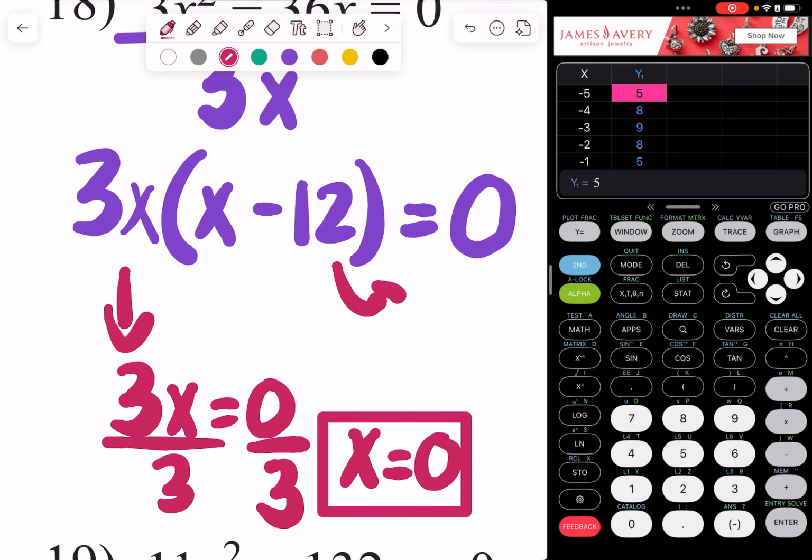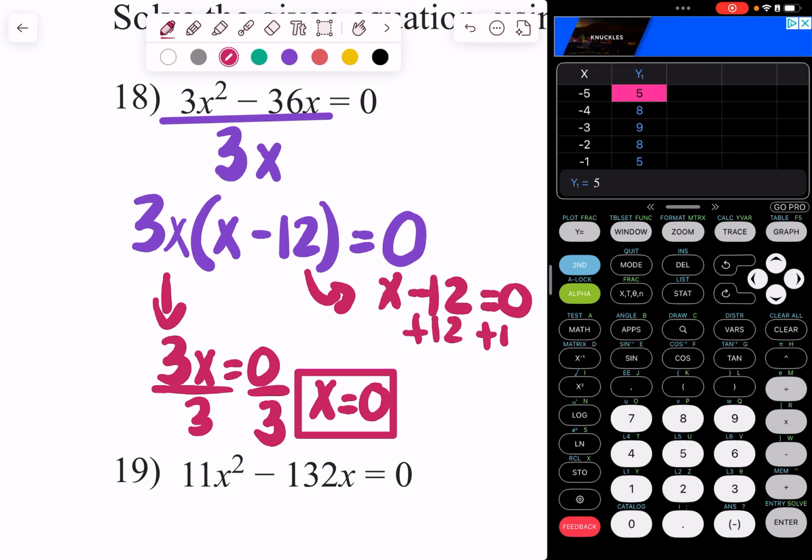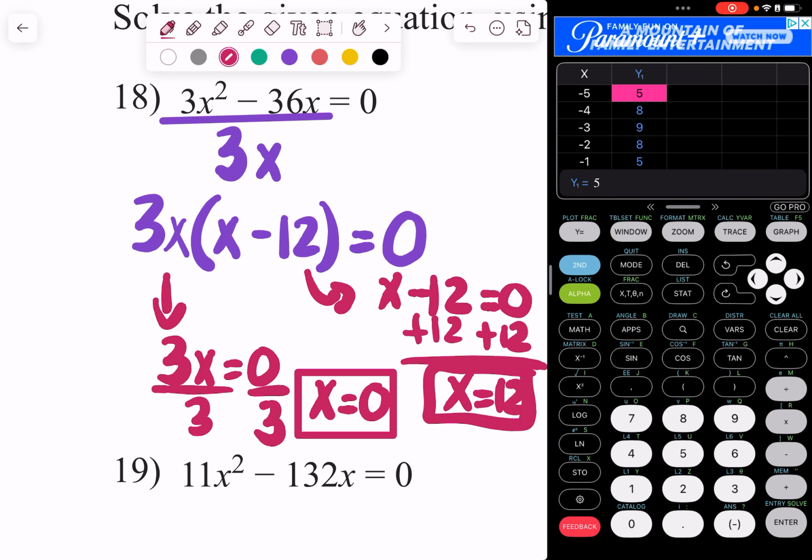Let's look at this next one. X minus 12 equals 0. I'm going to add 12 to both sides. That would give me x equals 12. I got my two answers, x equals 0 and x equals 12.